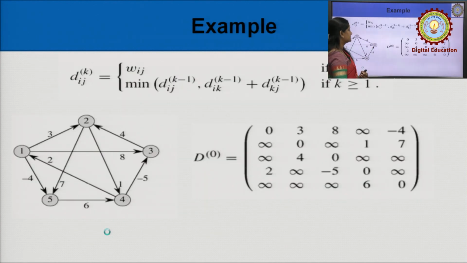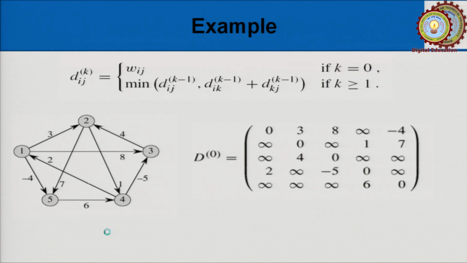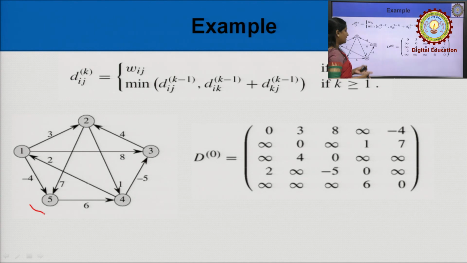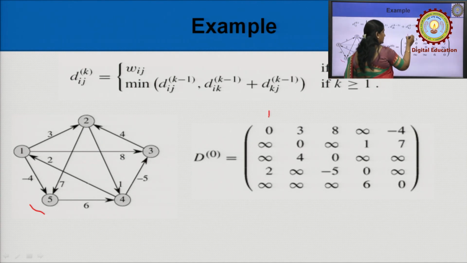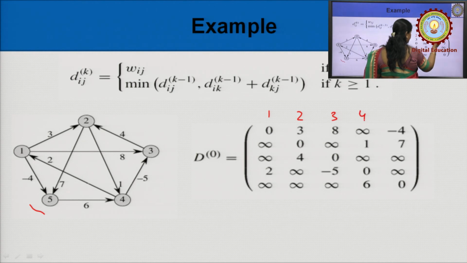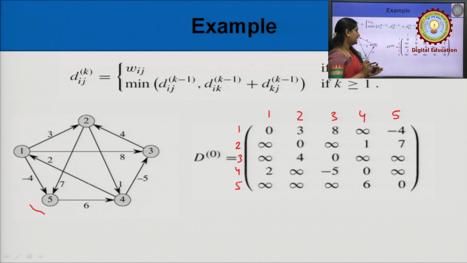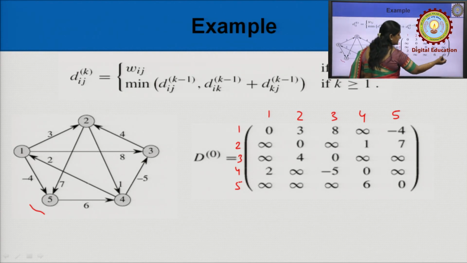So, just continue with an example to find the all pair shortest path of the given graph. First we calculate the weight matrix. The rows and columns are labeled with the vertices 1, 2, 3, 4, 5. If there is a direct edge, put the edge value. If there is no edge, put infinity, and there is no self loop in the graph, so all the diagonal elements are 0.